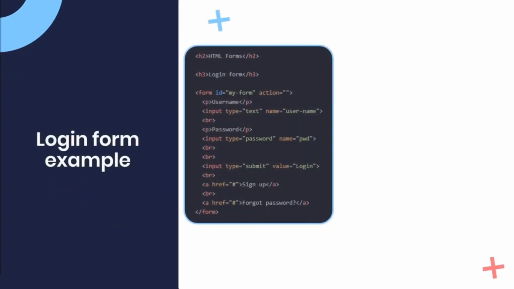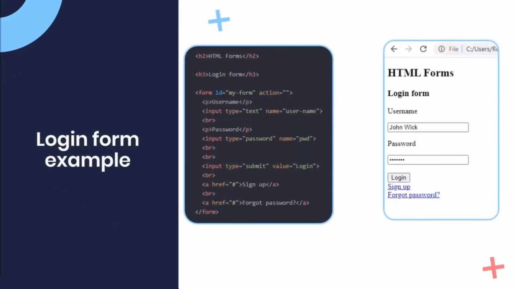Wonderful. Now let's take a look at a typical example of a login form. So here we've got our code on the left hand side. On the right hand side, we have the actual output of that form. And our form starts off with a heading 2 tag, which is HTML forms. And that is interpreted by the client as this wording over here, HTML forms. Moving on, we have another heading of login form, which is a heading 3, and this gets interpreted by the browser as such with the text login form.